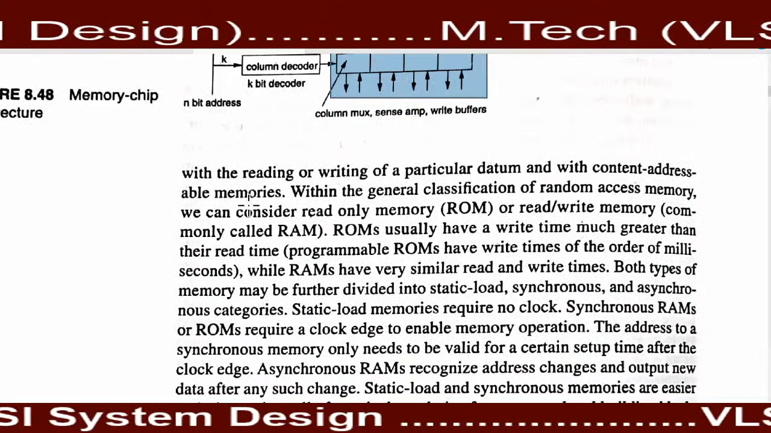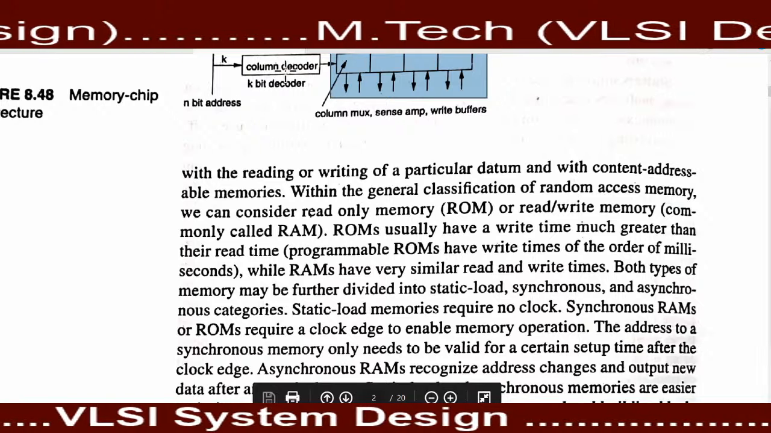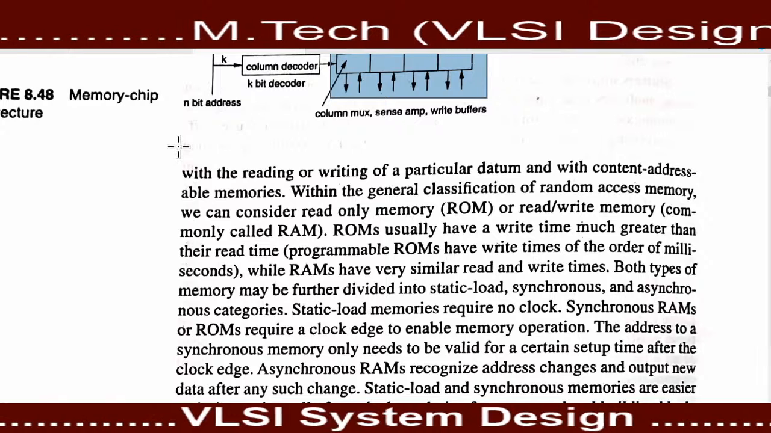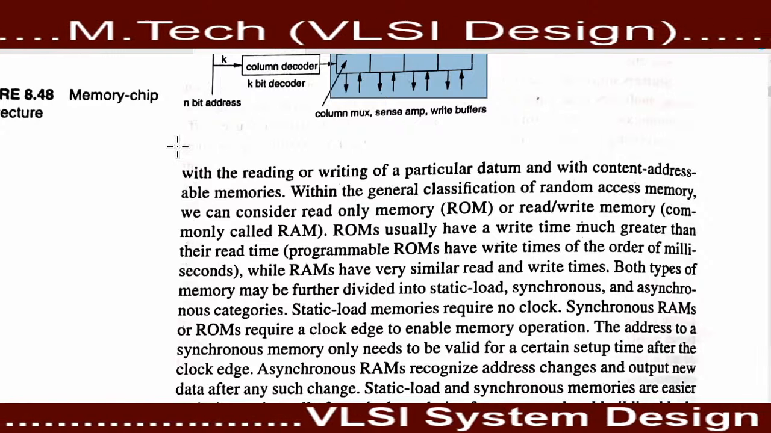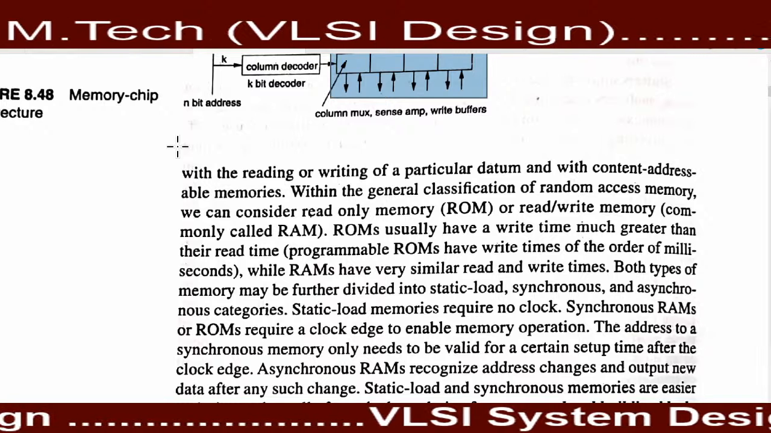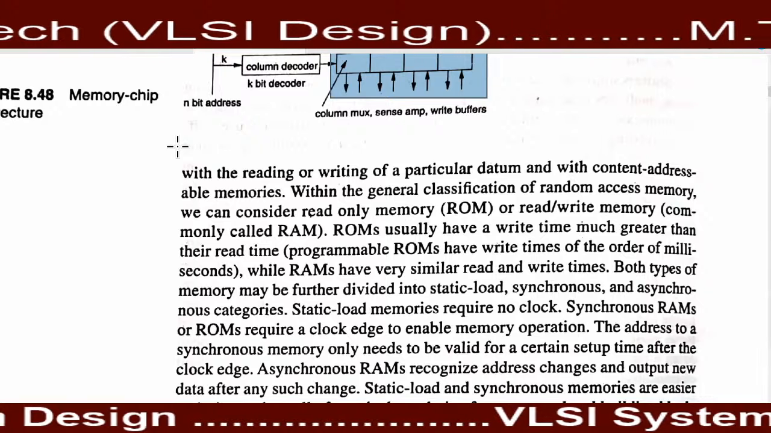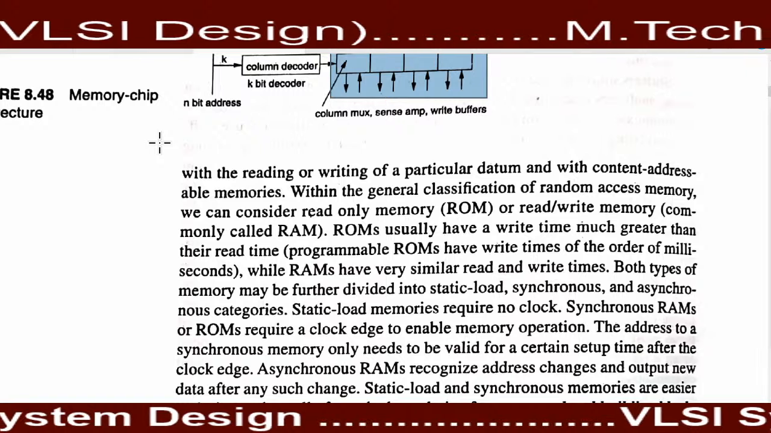Okay, some theoretical portion of read only memory and RAM is mentioned here. Random access memory is a volatile memory. In this type of memory, we can read the data, and we can also write the data. And for reading and writing the data, we need a very small time interval.